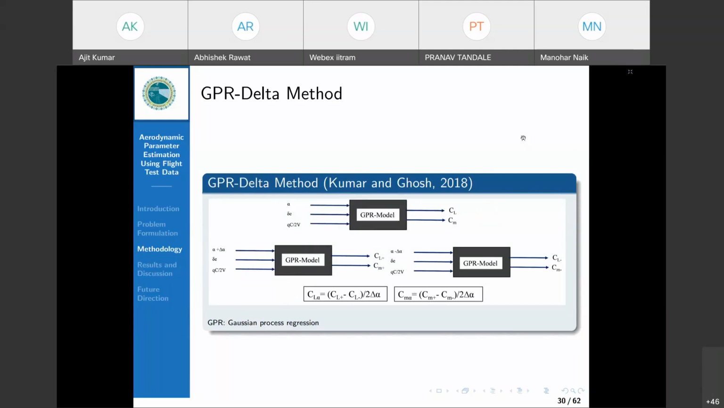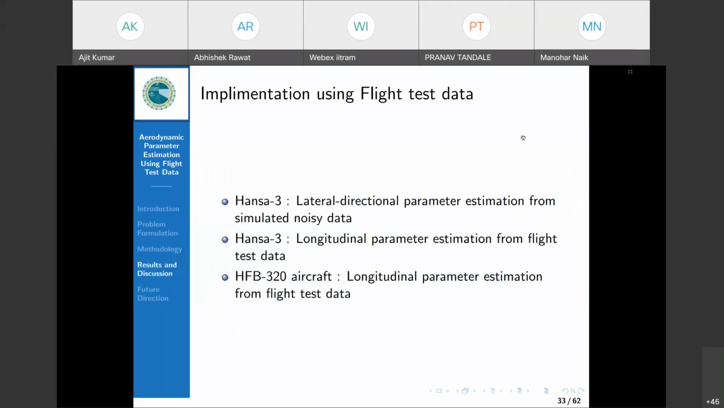So after knowing the system, we will discuss the case studies. Now this is the time to look for the implementation of these methods which we have discussed. To demonstrate these three methods, we have taken three case studies of two different aircraft. The first one is Hansa 3, which is an in-house aircraft at IIT Kanpur flight laboratory. We have demonstrated lateral directional aerodynamic parameter estimation from simulated noisy data. This is just simulated data and we have added noise purposefully. We will see how your aerodynamic parameters come out when you use this data.